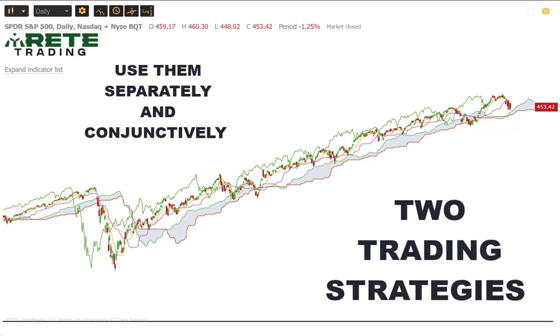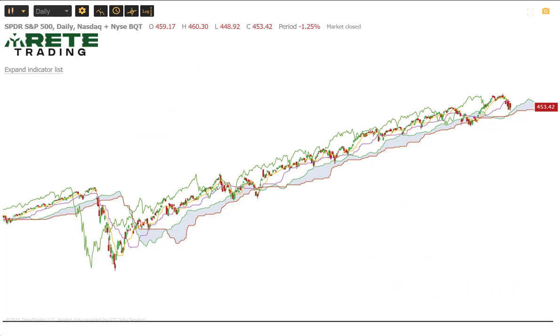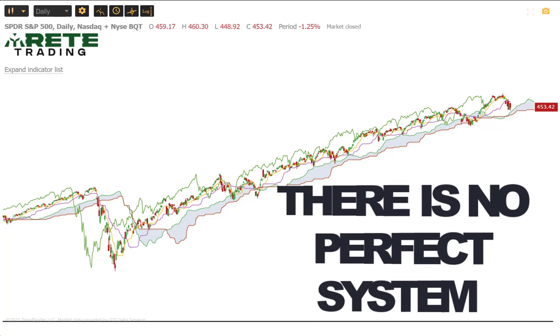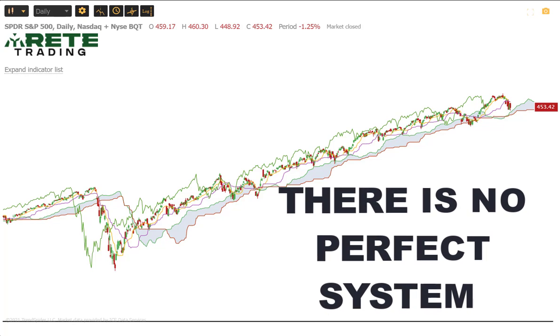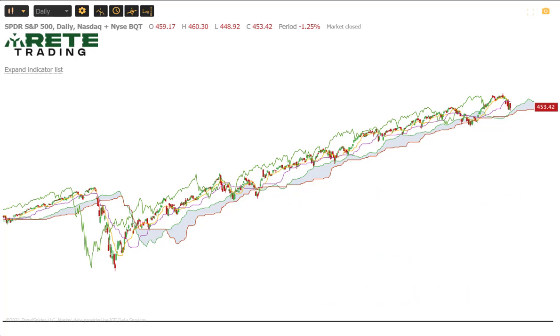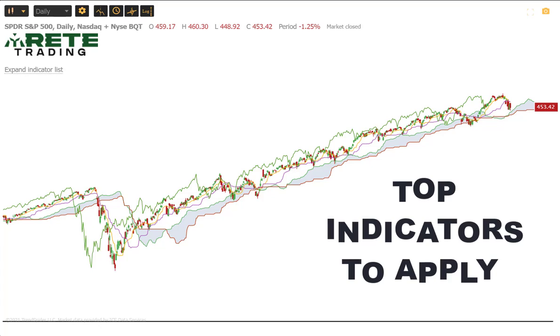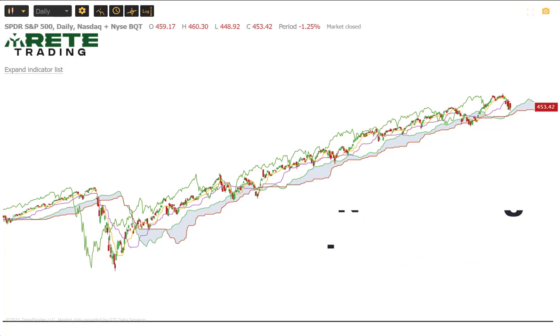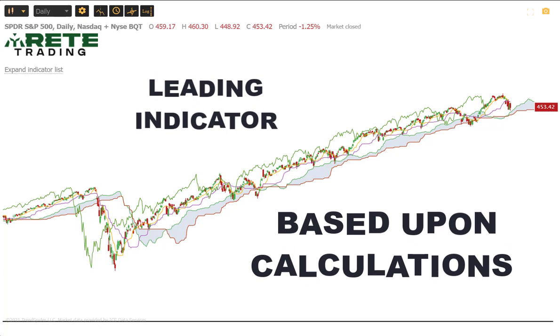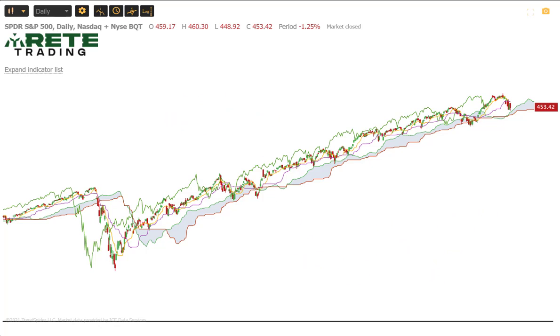Now, I want to make this abundantly clear. Not everything is going to be perfect, but this is one of the most comprehensive technical analysis indicators you can use. It is, in my estimation, probably one of the top 3 that you should really be looking at. And there's a lot to it, especially in the way that it's calculated and especially in the way that it is a leading indicator.